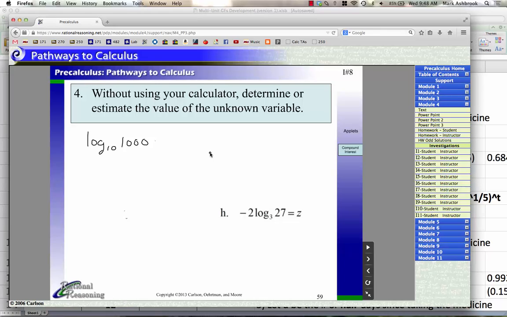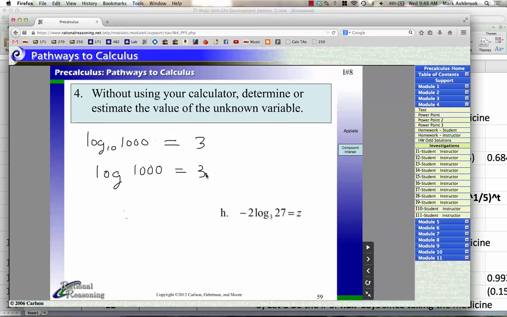You just read it left to right. We got to get fast at this. Just left to right. A log is an exponent. So you can just read from left to right. The exponent of 10 that gives 1,000. So what exponent of 10 would give me 1,000? 3.